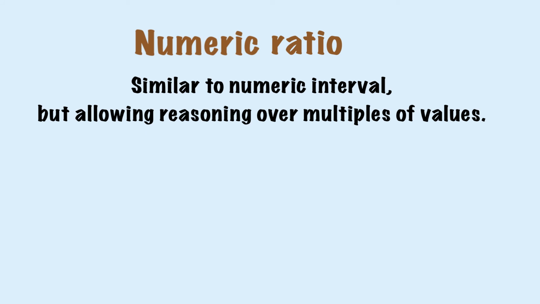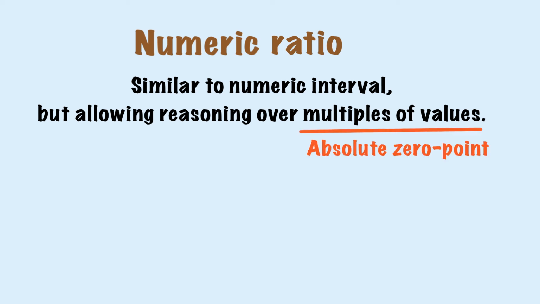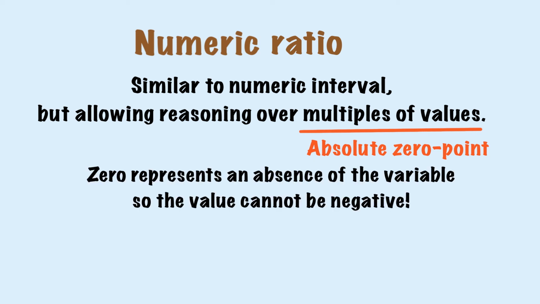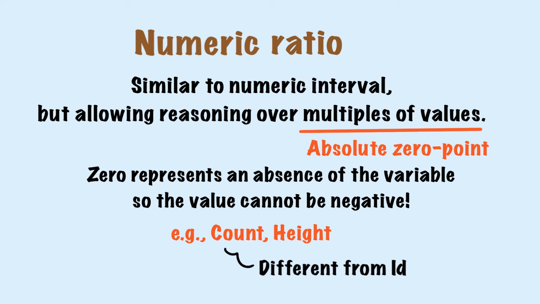Last, the numeric ratio is similar to numeric interval, but it allows reasoning over multiples of values. In other words, numeric ratio has an absolute 0 point. However, 0 represents the absence of the variable, so the numeric ratio cannot have negative values. For instance, count and height are numeric ratios. Count might look like ID, and ID can also be 0, 1, 2, and so on. But the number of ID doesn't have meaning, while the counts have ordering. The larger value represents a higher count.